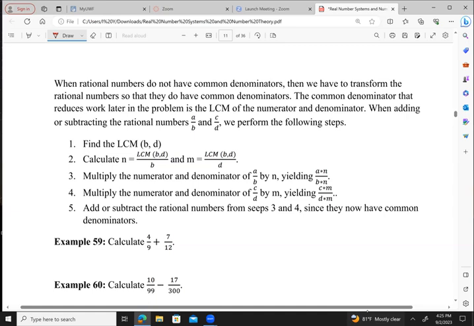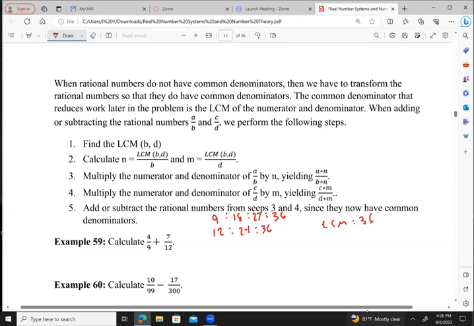So I'm looking for the least common multiple of our denominators, 9 and 12 in this first problem. 9 times 2 is 18, 27, 36. Those are my multiples. 12, and then 24, and then 36. So my LCM here is 36.